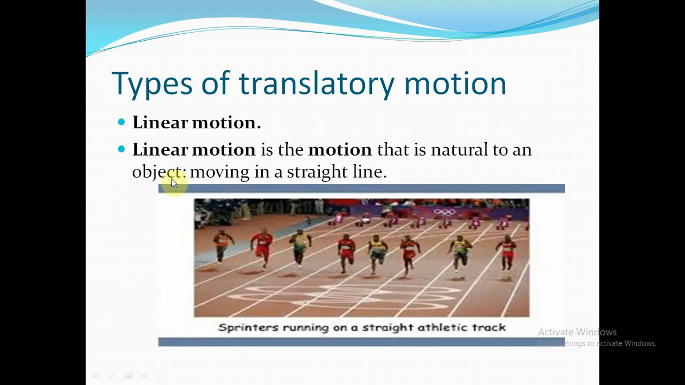Types of translatory motion. First of all, linear motion. Linear motion is the motion that is natural to an object moving in a straight line. You can also define it as the type of motion in which a body moves in a straight line. In the diagram, it is clear that some athletes are running in their particular straight lines, so it is their linear motion.